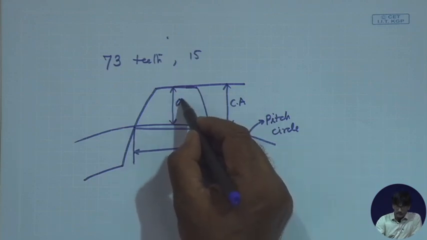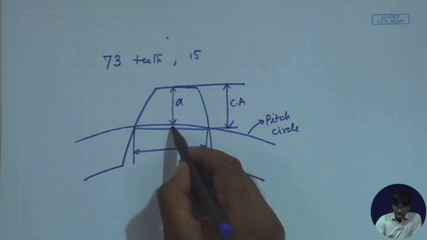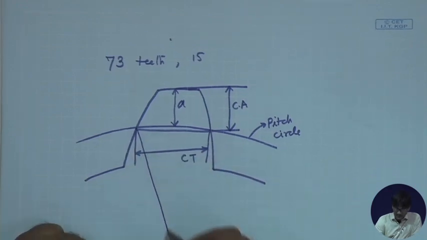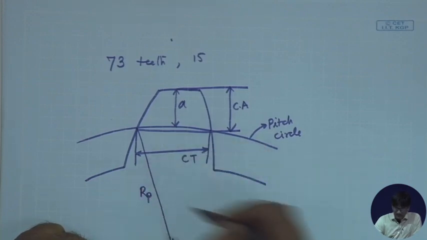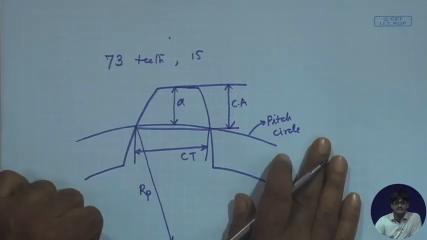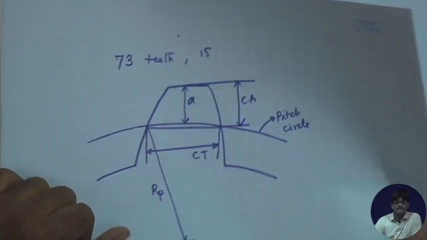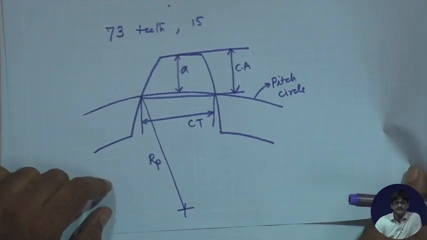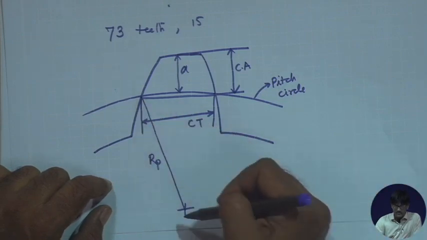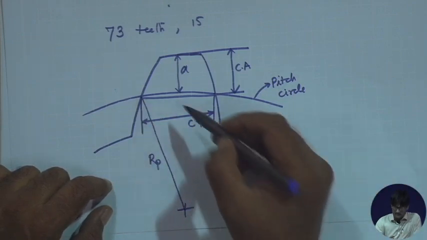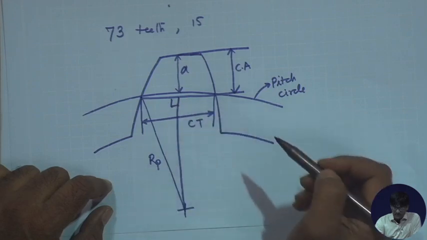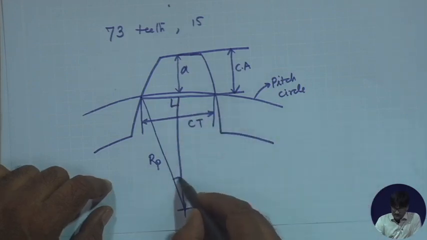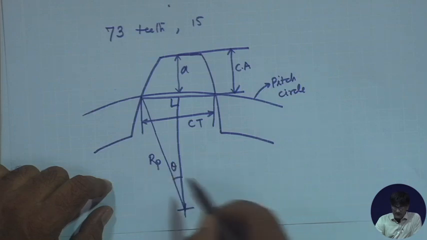So, we call it addendum plus this small distance. What is this small distance? If we have this as the pitch radius, and if you join this distance, this being a perpendicular, we can say that this angle theta has a definite value.